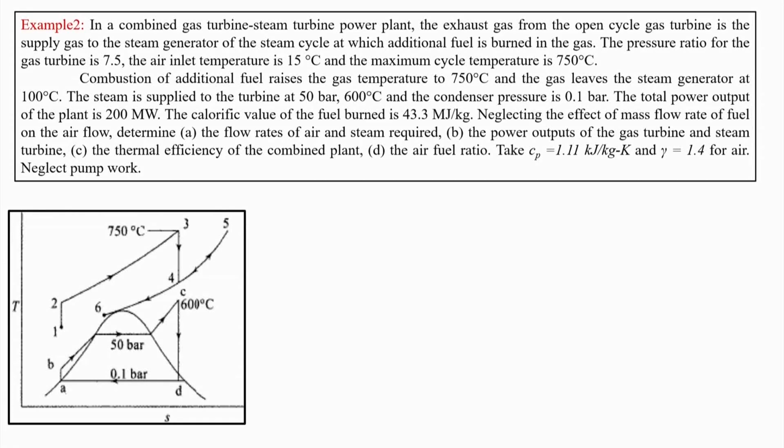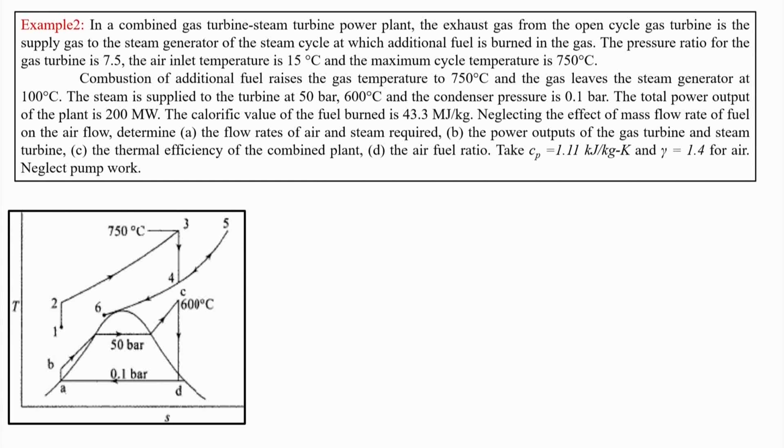Combustion of additional fuel raises the gas temperature to 750 degrees Celsius, and the gas leaves the steam generator at 100 degrees Celsius. This data also corresponds to the gas turbine cycle. So we have given all these points. Then the steam is supplied to the steam turbine at 50 bar and 600 degrees Celsius, and this steam condenses to the pressure of 0.1 bar. Total power output of the plant is 200 megawatt.